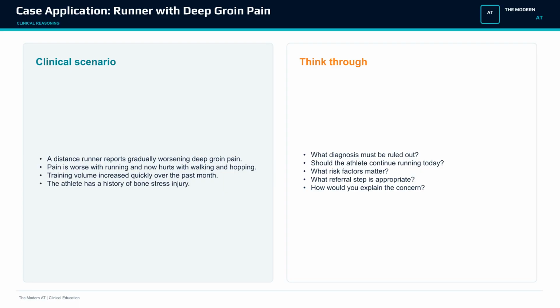When explaining the concern, be clear. Deep groin pain with worsening weight-bearing tolerance and bone stress risk factors is higher risk than a routine strain, and continuing to load it could make the injury more serious.